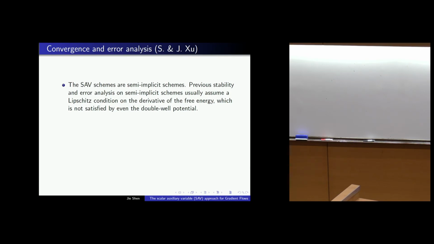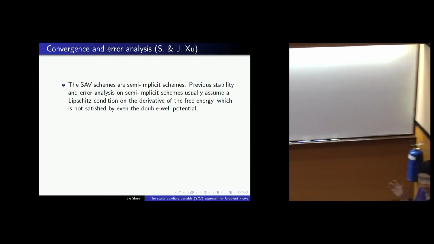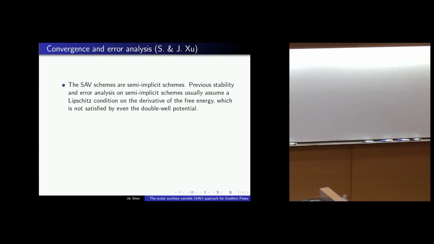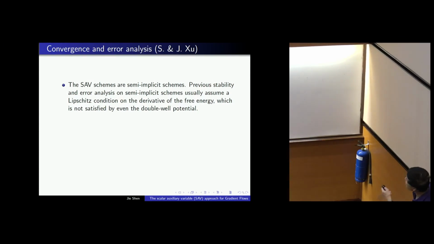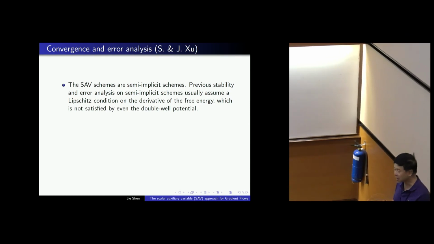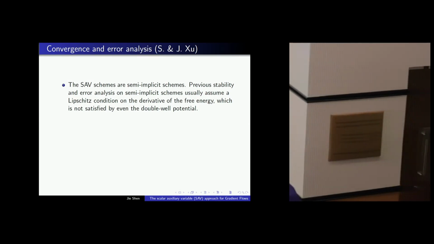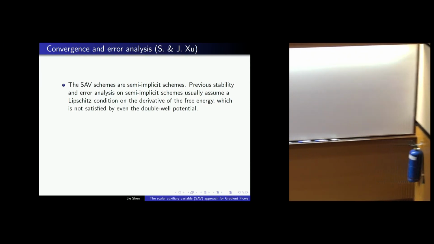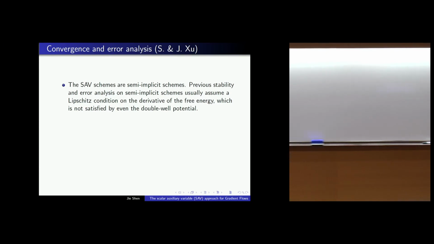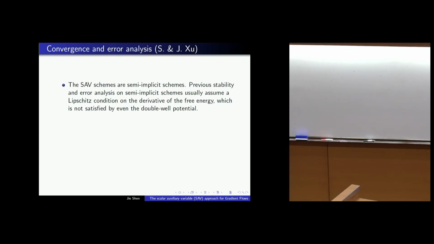So as I said, the SAV schemes are semi-implicit schemes. When you linearize your nonlinear term, and when you try to do the error analysis, you normally have to require your nonlinear terms satisfy a certain type of uniform Lipschitz condition. And unfortunately, this uniform Lipschitz condition is not even satisfied by the double well potential. And then you have to make some assumption, say that, okay, for the double well potential, I am only interested in phi being bounded, right? The other far away is not very important. So you have to make this kind of argument.